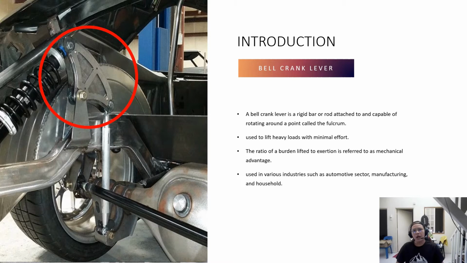So, our topology optimization subject is a bell crank lever. A bell crank lever is a rigid body attached to and capable of rotating around a point called the fulcrum. It is used to lift heavy loads with minimal effort, and the ratio of the load lifted to the effort exerted is referred to as the mechanical advantage. It is used in various industries such as the automotive sector, manufacturing, and household. From the picture here, the circle shows where the bell crank lever is.